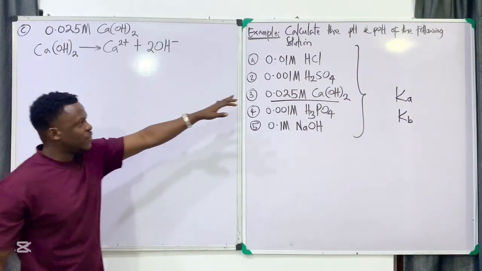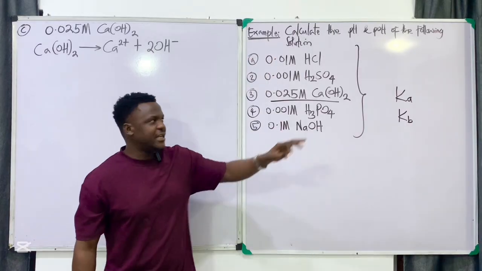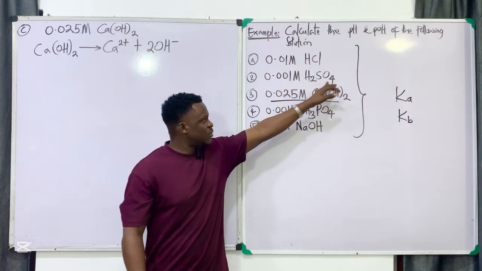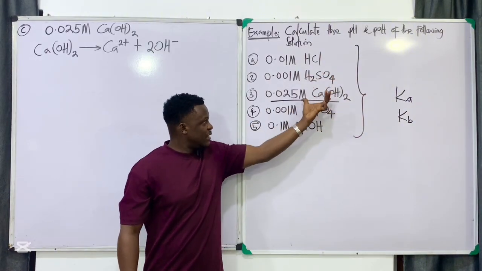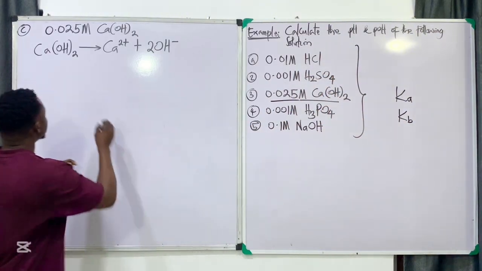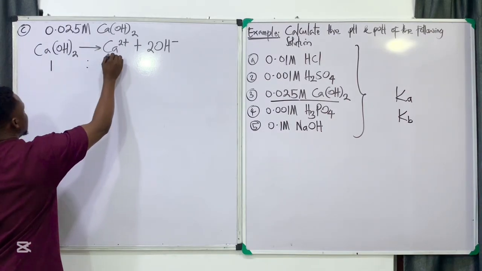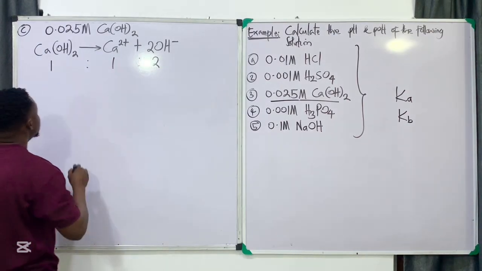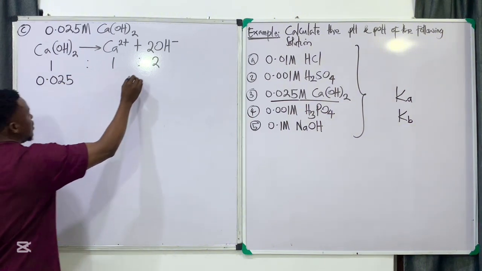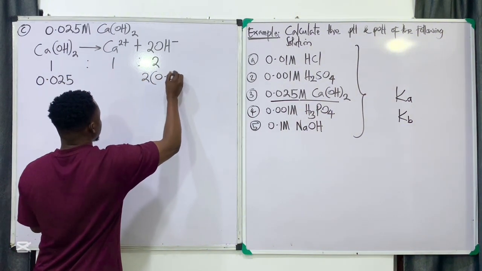And just like in the previous 2 examples, we were interested in the H plus because they were acids. We're not interested in the SO4 and Cl minus. In the case of this, we're just interested in the OH because it's a base. So what is the ratio here? 1:1:2. So if the concentration of this guy is 0.025, this will be 2 times 0.025.